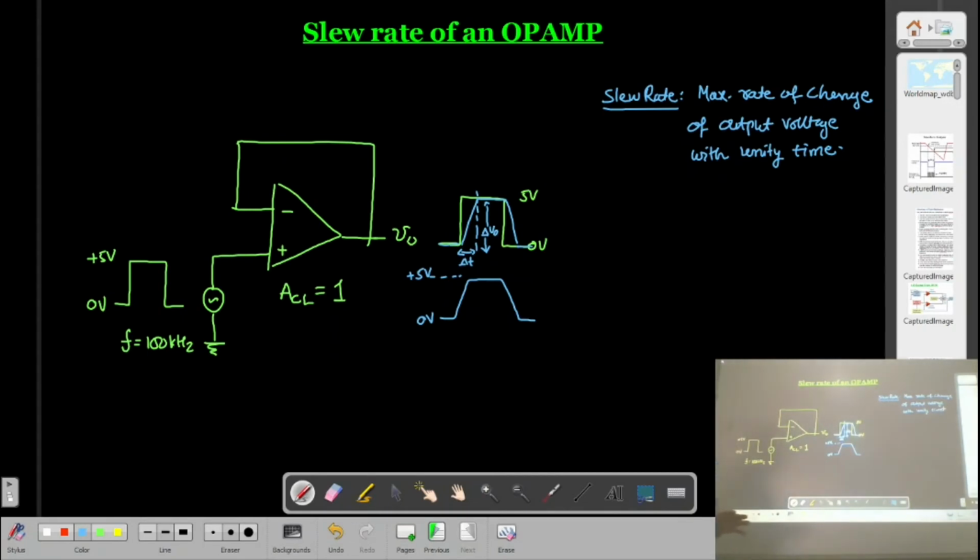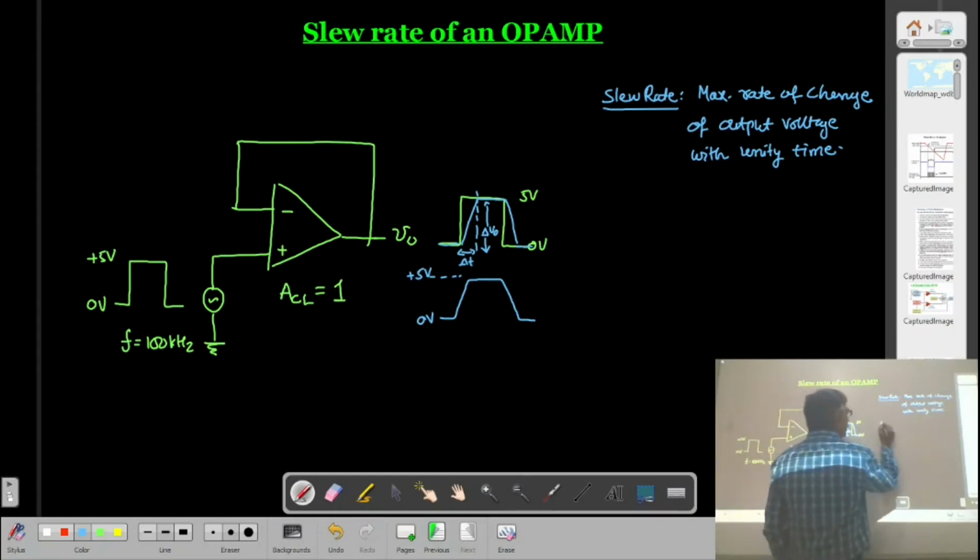So remember, at the input my signal is changing from 0 to 5 volt within no time. Within a fraction of a second, the input is changing. But in the output, the operational amplifier requires some time to change the output voltage, and that's why the shape of the output signal is not identical to the input.